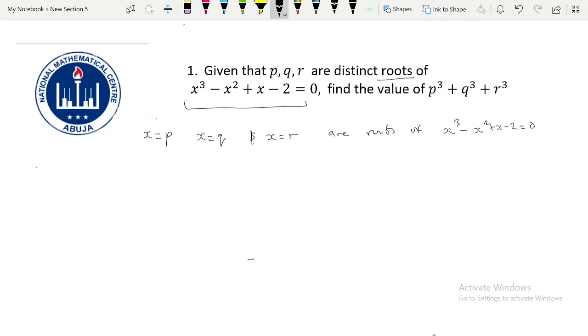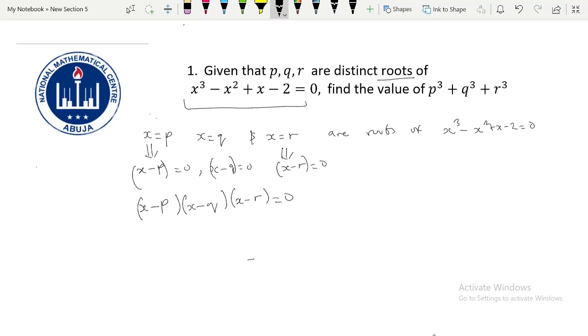So it means I can write this as x minus p equals 0, this as x minus q equals 0, and this as x minus r equals 0, right? These are the three. So when I multiply these three together, I have x minus p, x minus q, and x minus r equals 0.